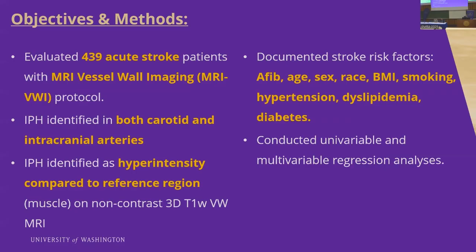IPH is identified as hyperintensity compared to a reference region, which is 1.5 times the signal intensity of a muscle, usually the sternomastoid muscle. We documented stroke risk factors: atrial fibrillation, age, sex, race, BMI, smoking, hypertension, dyslipidemia, and diabetes. We also conducted univariable and multivariable regression analysis.